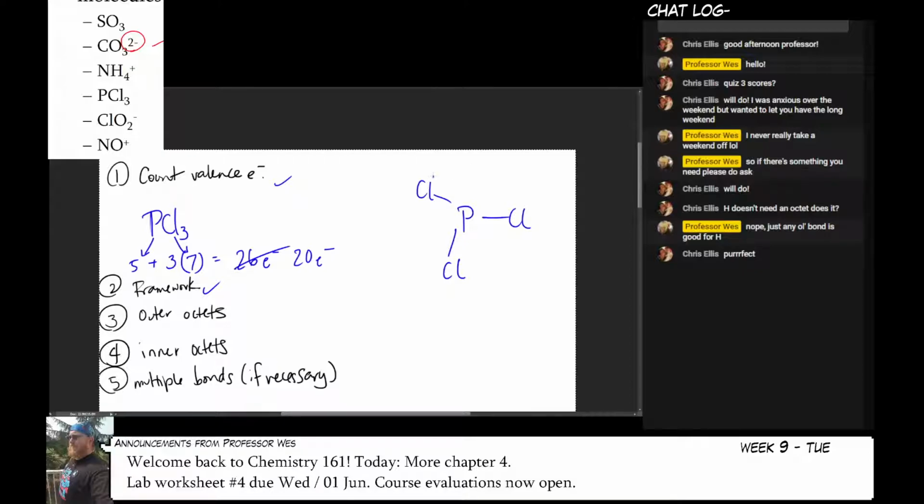Let's do our outer octets. 2, 4, 6, 8, 10, 12, 14, 16, 18. Oh, interesting. I have leftover electrons. Those are going to go on our inner atom. Right here, 1, 2. And in this case, I do not need extra electrons from the outer atoms to contribute to bonds, because everything has an octet. So there's PCl3.